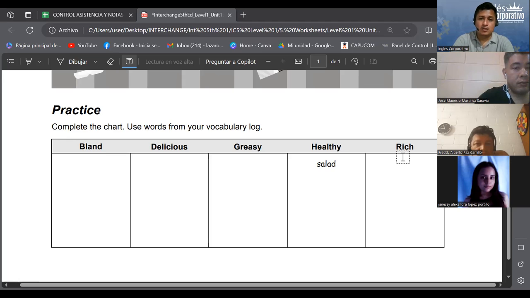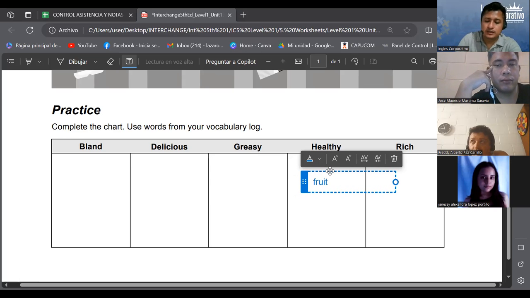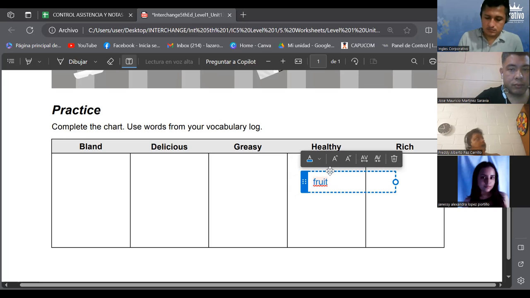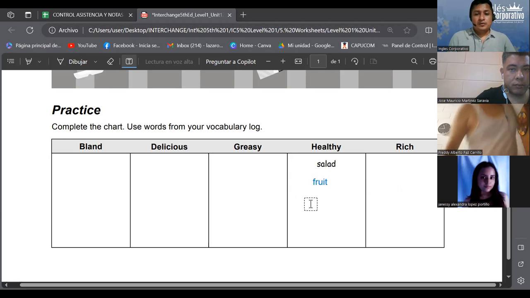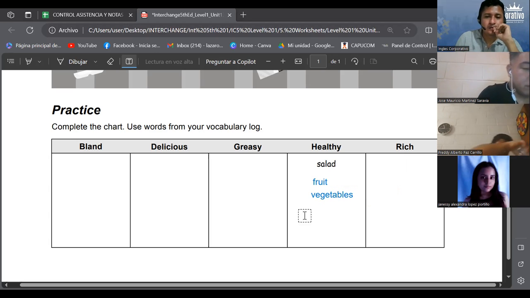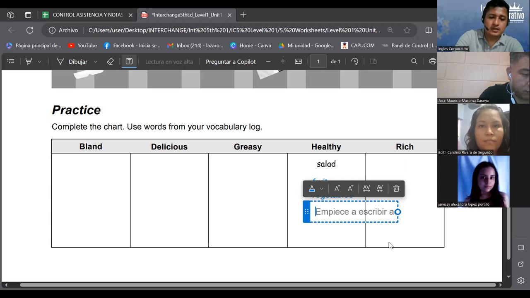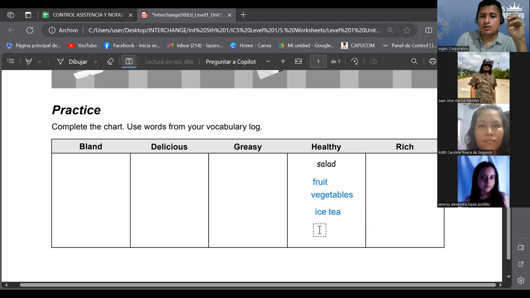Fruit. Oh, fruit. Very good. Yes, we have fruit. What else? Vegetables. Oh, your favorite, right? Vegetables, exactly. Vegetables, okay. What else can we have? Iced tea. Iced tea, like this one. Mango. Oh, mango will go with fruit. So if we have fruit, yeah, we have it there, right?